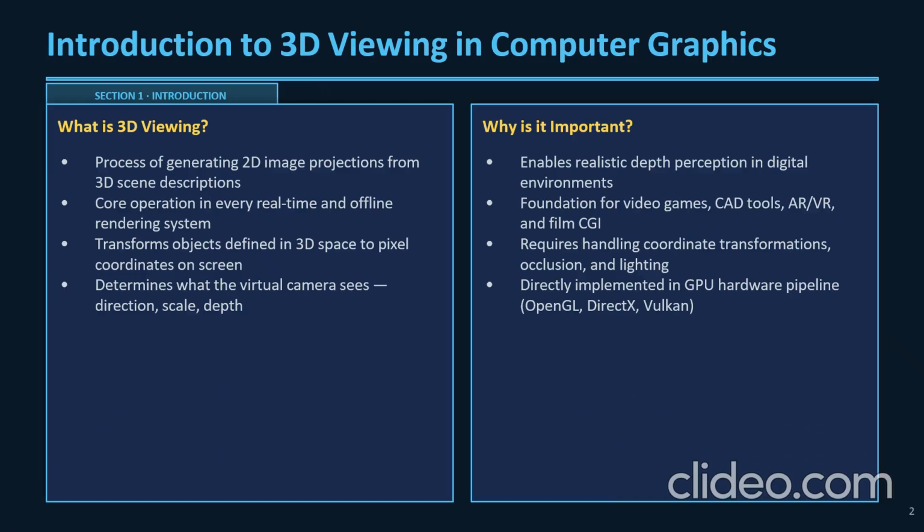These are the topics that we'll be covering in today's presentation. We'll begin with the 3D viewing pipeline, then understand viewing coordinates and different types of projections. After that, we will discuss clipping algorithms, followed by visible surface detection methods like the Z-buffer and Painter's algorithm. Finally, we will compare these techniques and understand where they are used in real-world applications.